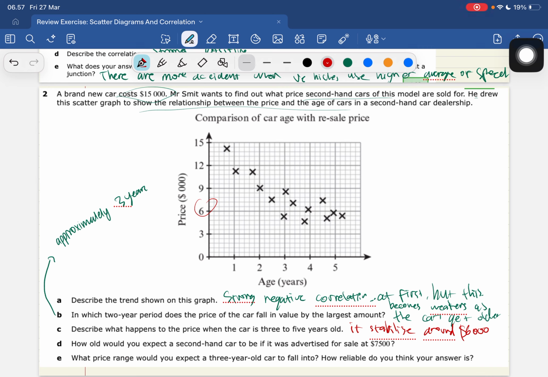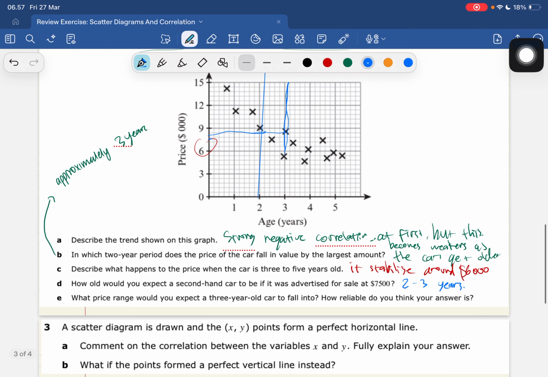How old would you expect a second-hand car to be if it was advertised at 750? So I will say here 750. From the scatter diagram, we can get it here, from 2 and 3, about 750. So I would expect it to be 2 to 3 years old.